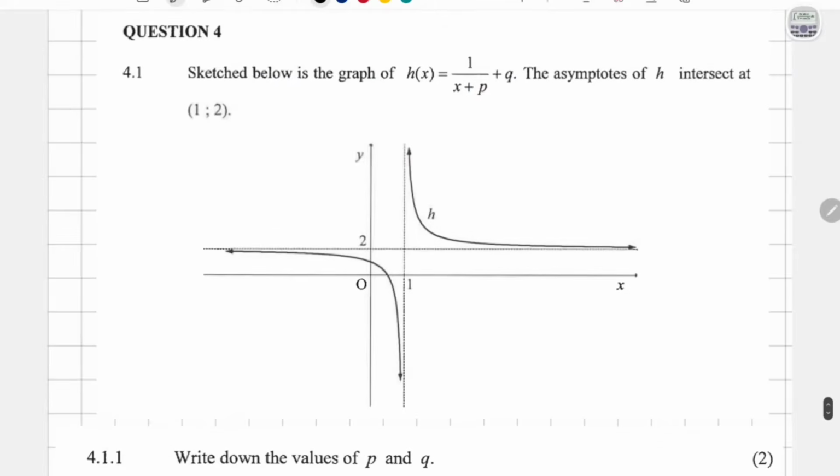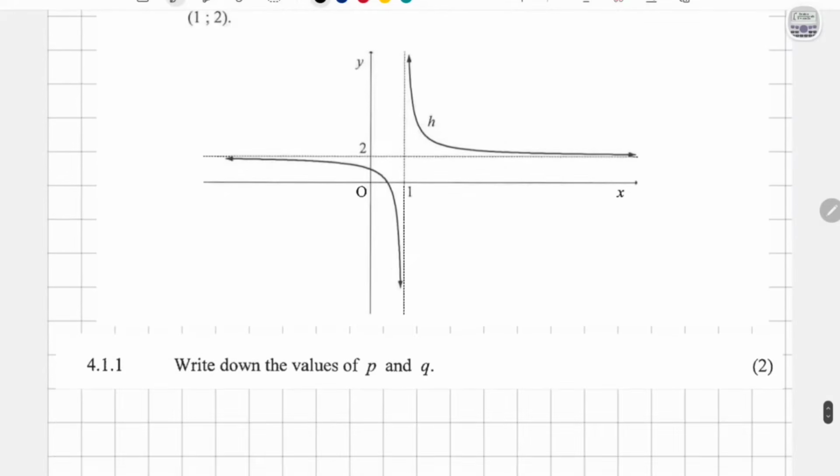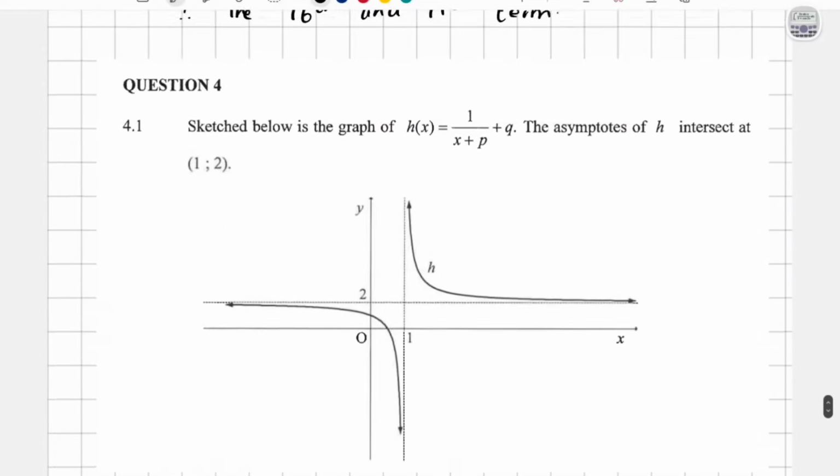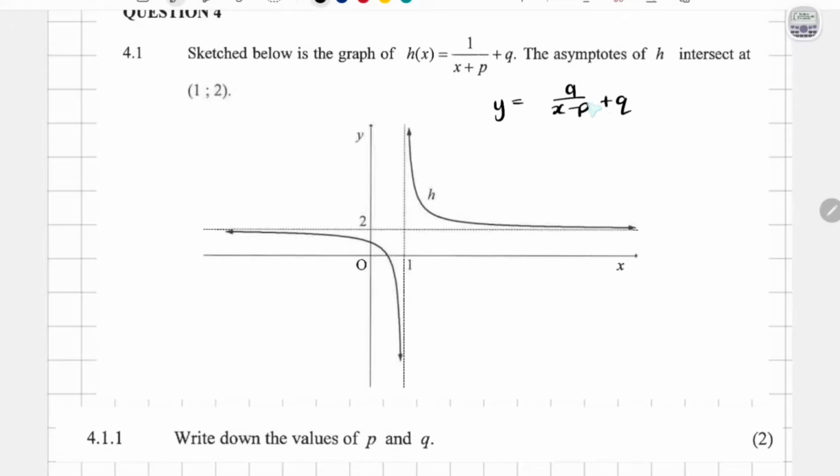So in order to find that value, I just have to remember that the original equation is supposed to look like this. It's y is equal to a over x minus p plus q. There's no problem with the q, but the p, you just have to be careful there. Naturally in the original equation, p stands for your vertical asymptote. The vertical asymptote passes 1 on the x-axis, so p is equal to 1, right? And q is equal to 2. We have no problem with the q.